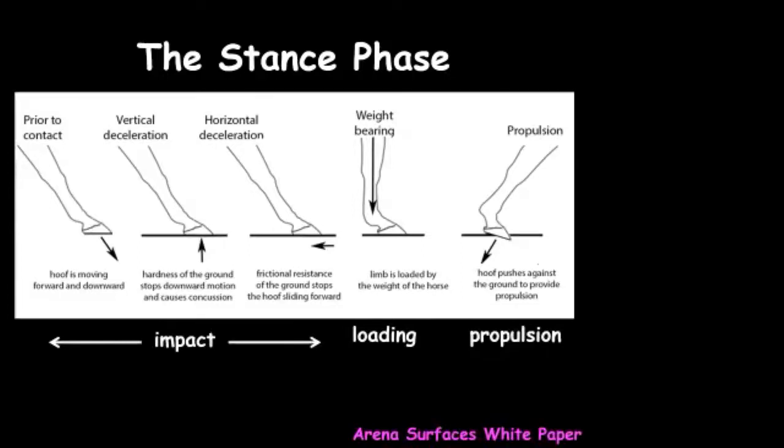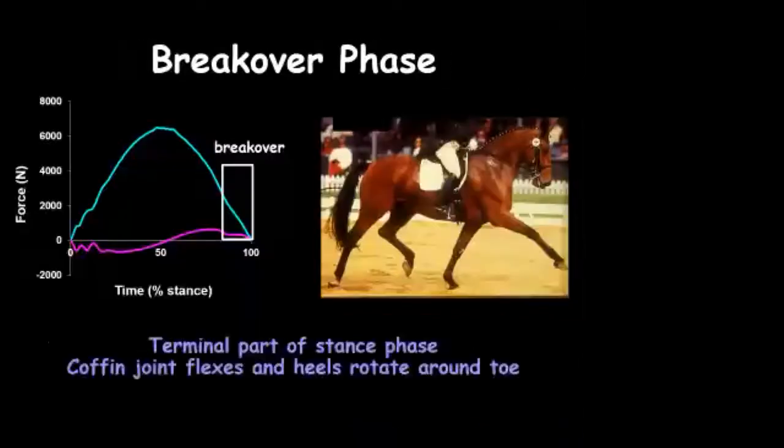Now, moving on to the final part of the stance phase, I'm going to talk about the breakover phase, which is towards the end of the propulsion phase. So during breakover, the coffin joint is flexing as the hoof rotates around the toe. Now, if the horse is on a hard surface, the toe will maintain contact with the ground and the heels will leave the ground.